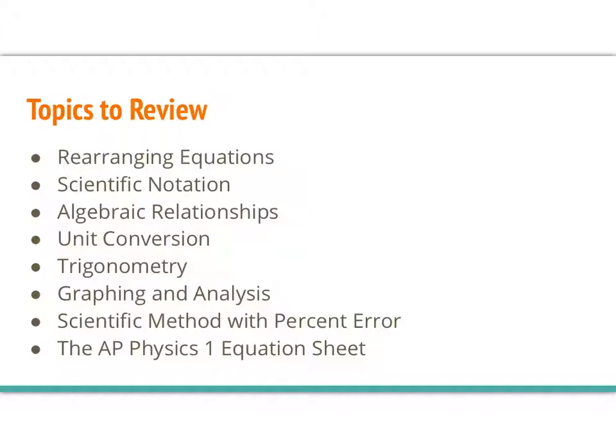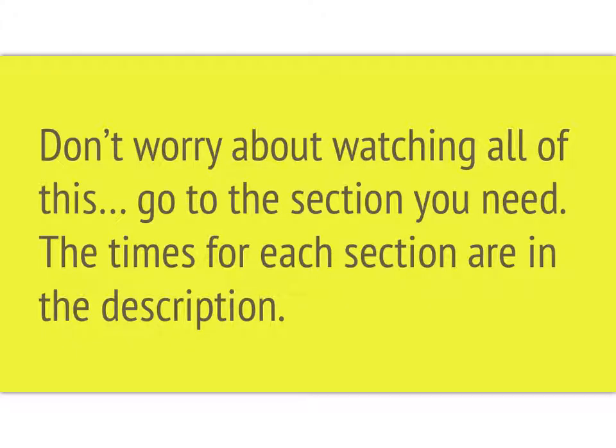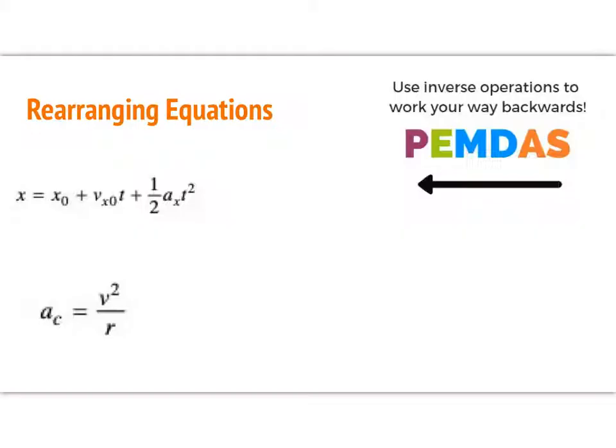So, we have a couple different things that are pretty important. One of the ones I want to note is algebraic relationships. This is the one where a lot of students find this the most challenging. Additionally, looking at Trig 2 is going to be important to us, so making sure that you review that before this class. I'll also go over a little bit about the equation sheet, which you'll get the second week of school. Like I said, don't worry about watching all of this, just go to the section you need.